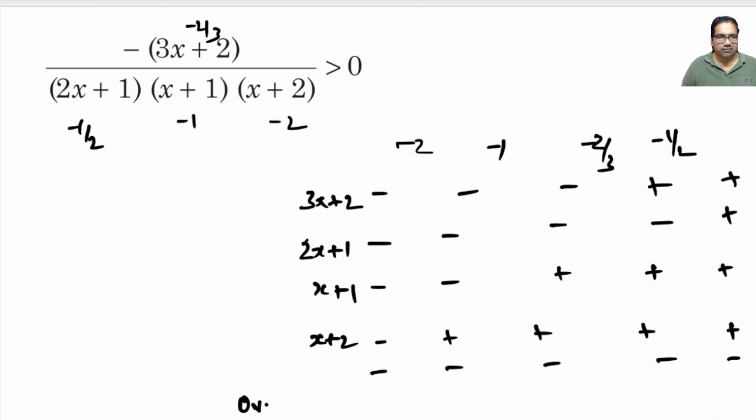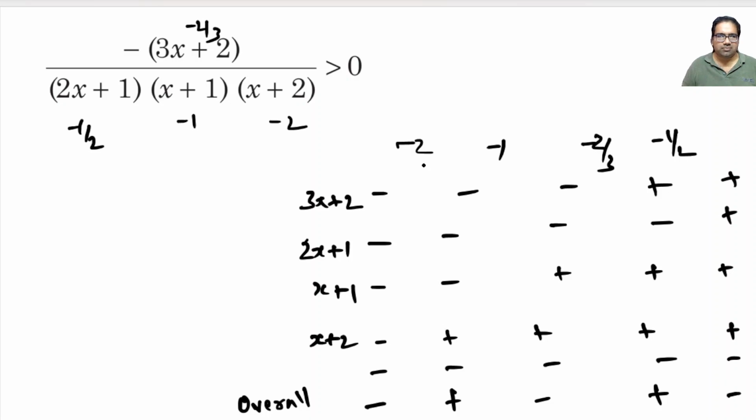Now, the overall expression, what will it become? Overall expression, we have 1, 2, 3, 4, 5 negatives. So total will be negative. We have 1, 2, 3, 4 negatives. So together they will become positive. Minus into minus or minus by minus will become positive. So 4 negatives and 1 positive. So this is positive. Here 1, 2, 3 negatives. So that will be negative. Right. Here 1, 2, 3 positives and 2 negatives. So negative into negative is positive. So this is positive. Here 1 negative and 4 positives. So it will be negative.